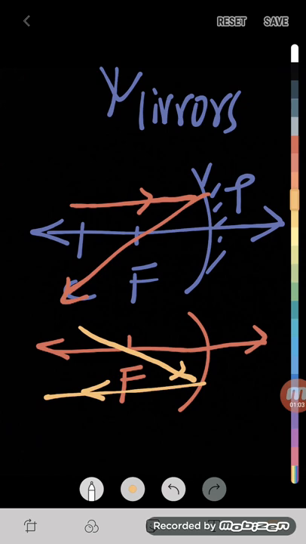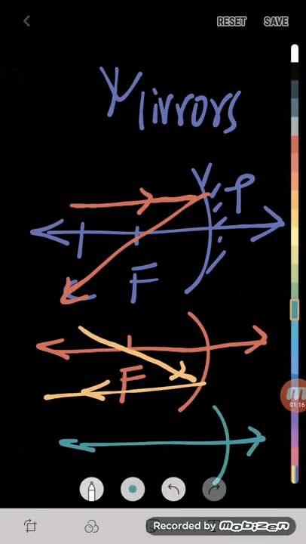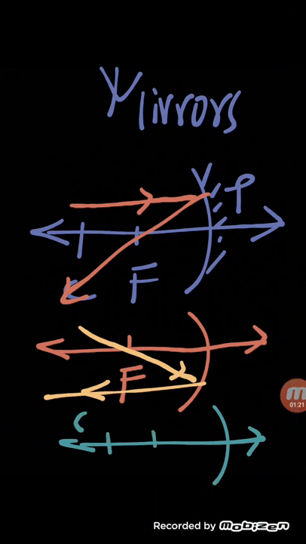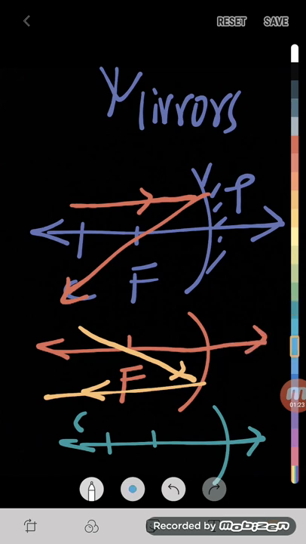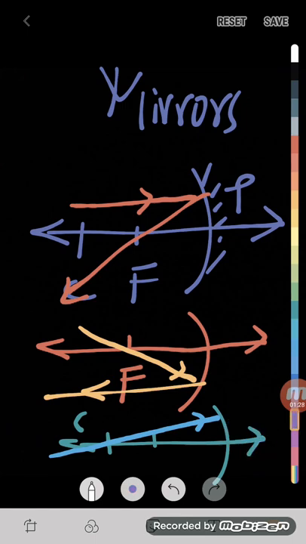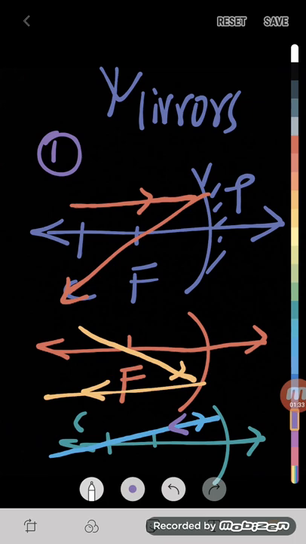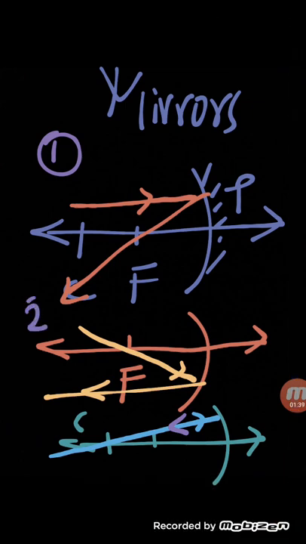And then rule number three, suppose we draw here. Rule number three is that if a ray of light passes through the center of curvature, after getting reflected, it traces back the same path. So rule number one, a ray of light parallel to the principal axis, after getting reflected, passes through the focus.